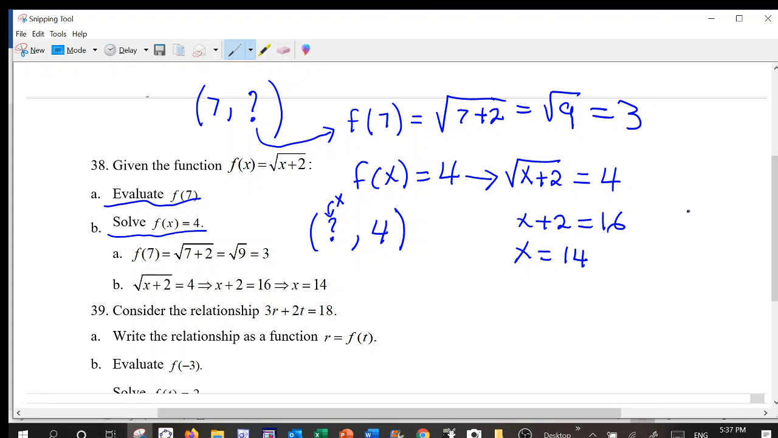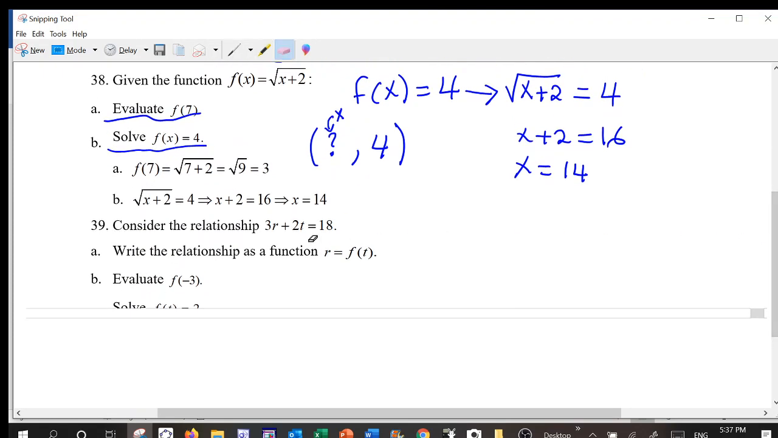All right, let's do one more of these. Let's do number 39 as well, now that we are at it. So consider the relationship, and write the relationship as a function of f of t. Evaluate f of negative 3. So what we like to do is this: we like to have something in terms of t. That means we want to get r by itself, and we want r to be a function of t. That means we have to solve for r here.